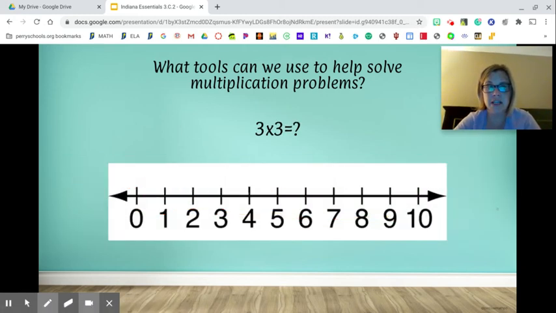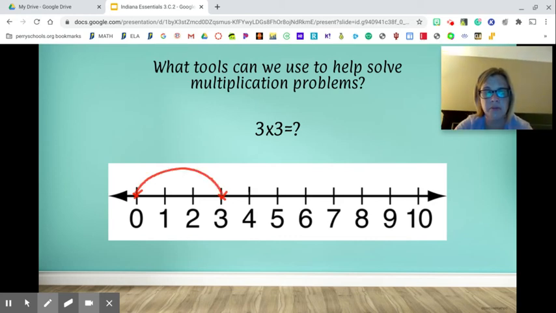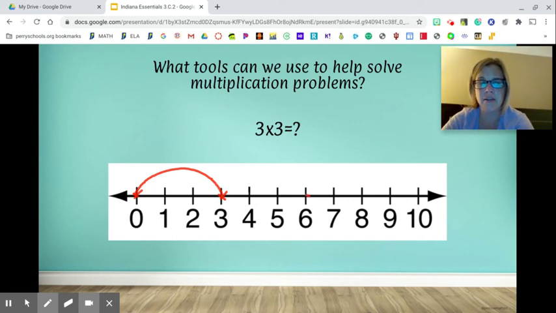All right, so the same thing, we're going to use the number line, only this time we're going to solve the problem 3 times 3. So I'm going to start at 0, and I'm going to count out 3. So 1, 2, 3 is where I'm going to land. So I'm going to make 1 jump. Then I'm going to count out 3 more. 1, 2, 3, and I land on the 6. So that is 2 jumps.